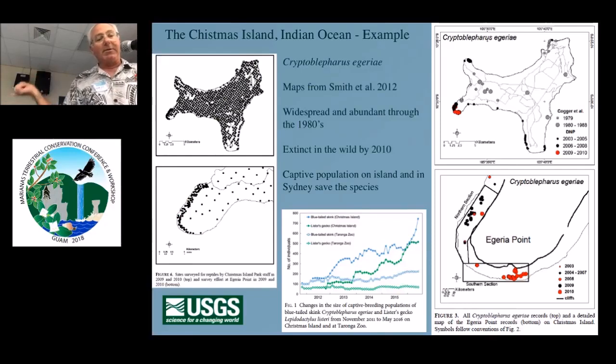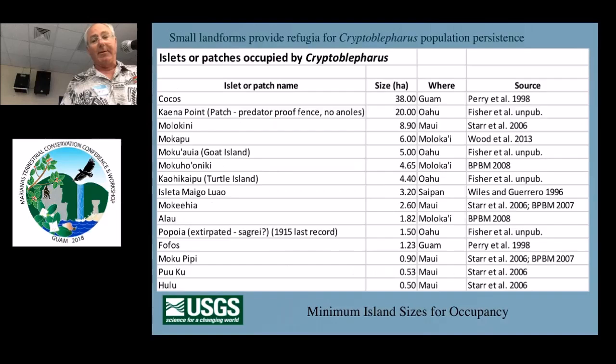Christmas Island, the species has gone extinct within less than 10 years. I'm almost done. And this study was scary in a lot of ways because it just showed how rapidly species can go from widespread on an island to gone on an island. One thing I wanted to summarize quickly was just the patch size of islands that these things can persist on in Hawaii and also the Marianas and elsewhere, and that we can maybe set up refugia for Cryptoblepharus that are really, really small nickel and dime places, and they can persist for long periods of time.